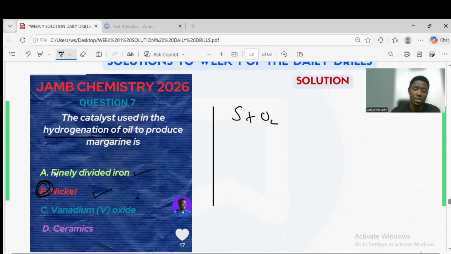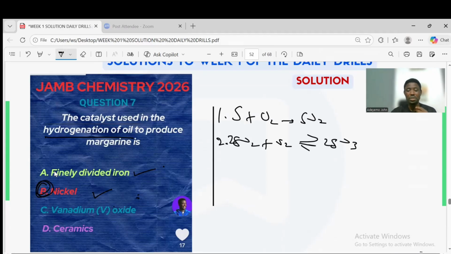Sulfur is first of all burnt in oxygen to form SO2. That is the first step. The second step is SO2 will burn in oxygen. This is a reversible reaction and the most important one, forming SO3. All right, balance that. So this is the one that requires temperature requirement, pressure requirement, and catalyst V2O5. Then the third step is supposed to be SO3 plus H2O to form H2SO4.